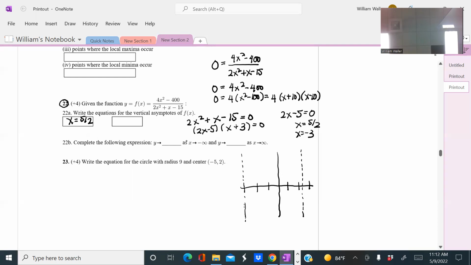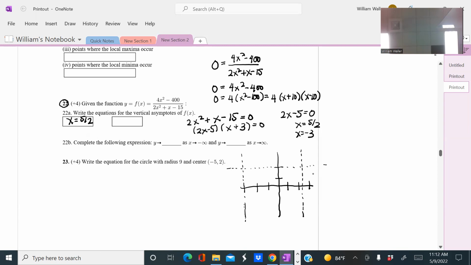That's where you look at the degrees. So Ravi here, the degrees are what? The same. So what do you do in that case? You just take the quotient of the leading coefficients. So the leading coefficients here are 4 and 2. 4 divided by 2 is 2. So what that tells you is that you also have a horizontal asymptote at y equals 2.